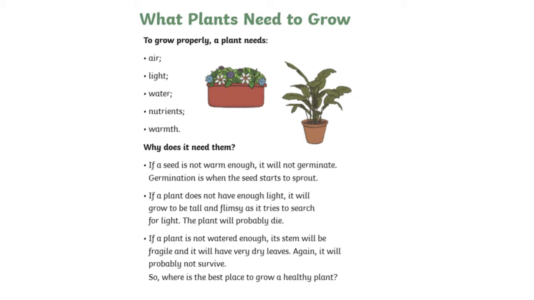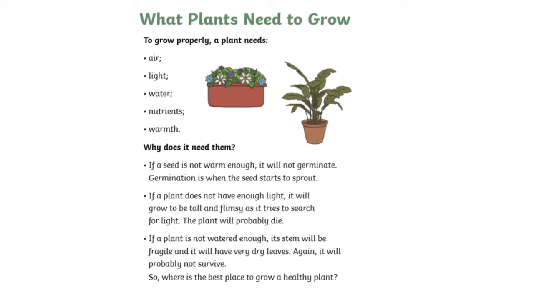What plants need to grow? To grow properly, a plant needs air, light, water, nutrients, and warmth. Why does it need them? If a seed is not warm enough, it will not germinate. Germination is when the seed starts to sprout. Okay, so that's when the seed starts to grow. If a plant does not have enough light, it will grow to be tall and flimsy as it tries to search for light. The plant will probably die.